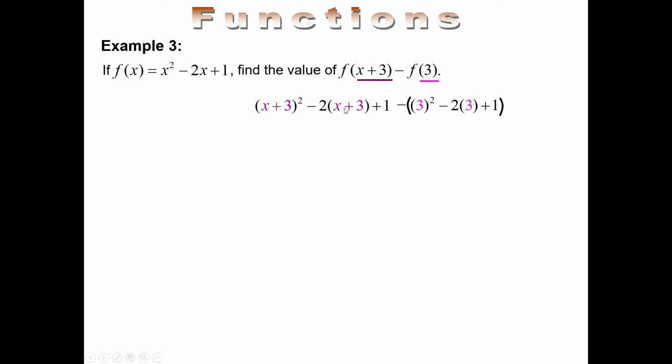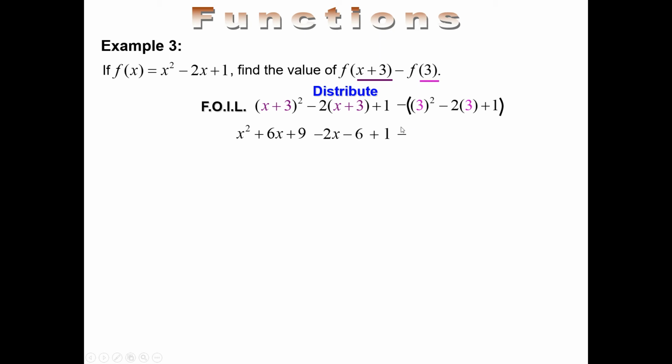Okay, so here's my f of x plus 3 minus f of 3. Now I'm going to go ahead and expand this out. Remember the shortcut: square, multiply together and double, and then square. So x squared plus 6x plus 9. And then distribute. So negative 2x minus 6, put a plus 1.